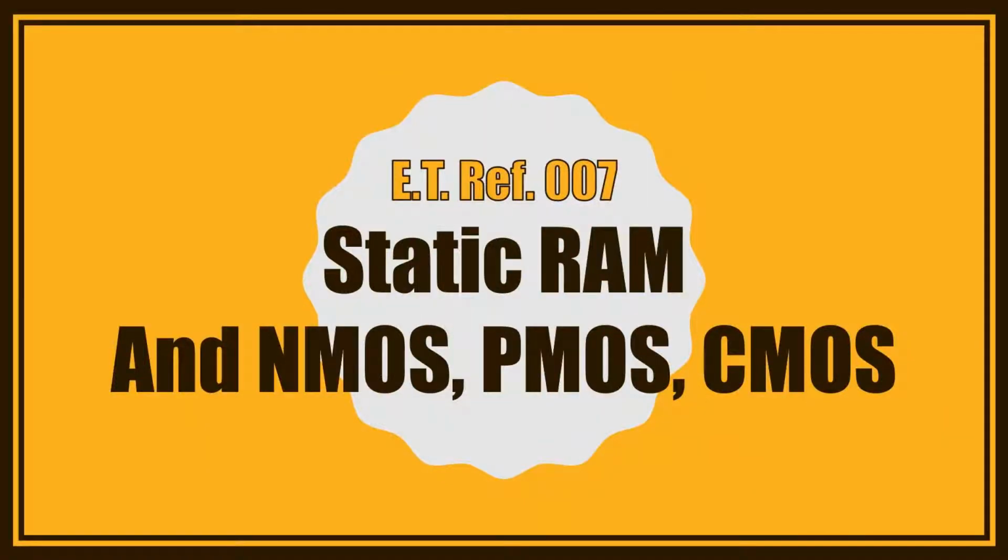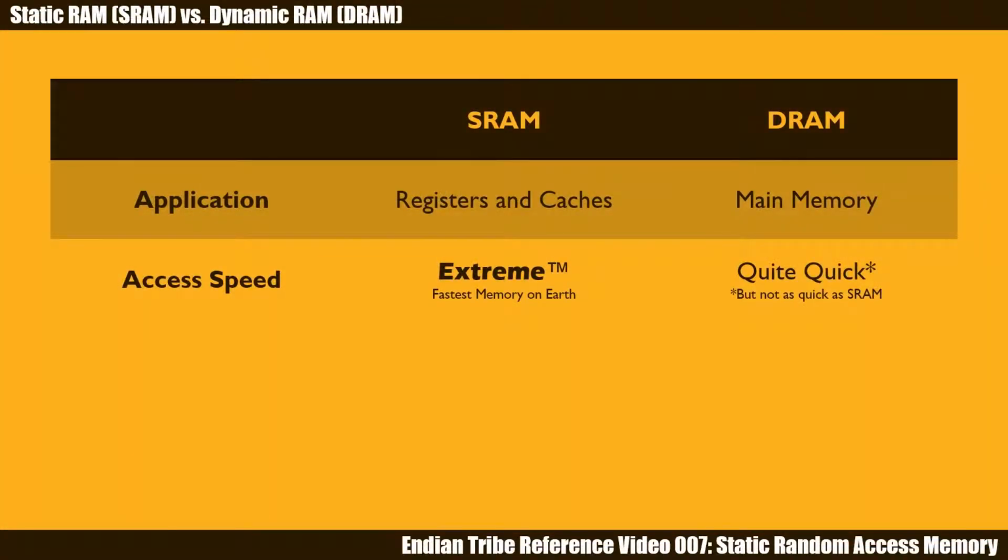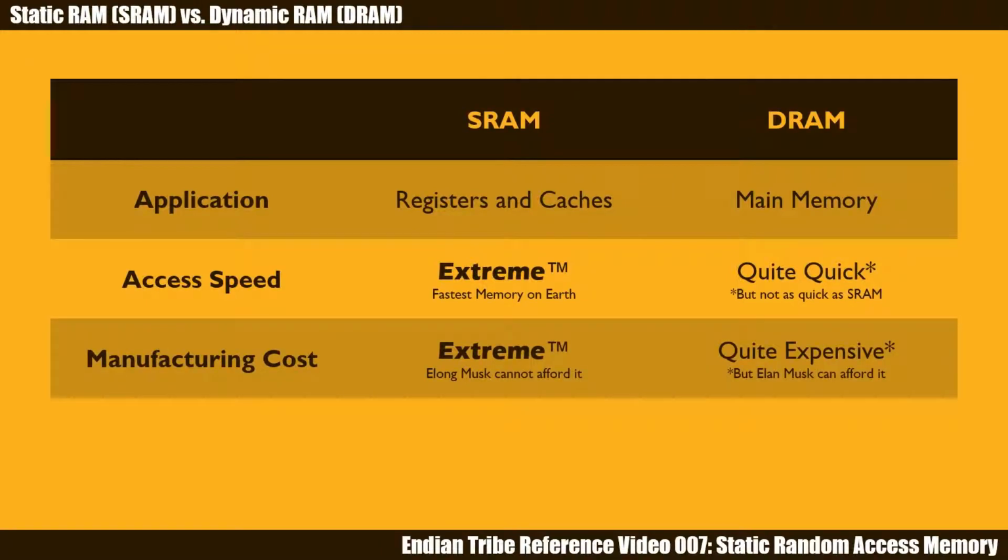A few episodes ago, we looked at the general hardware overview of a modern electronic computer system. Today, we zoom way in and take a look at the fastest memory component, static random access memory. This kind of memory is typically used in CPU registers and caches due to its extreme access speed. However, it is also orders of magnitude more expensive than the alternative, dynamic random access memory typically used in main memory, which is considerably slower than SRAM.